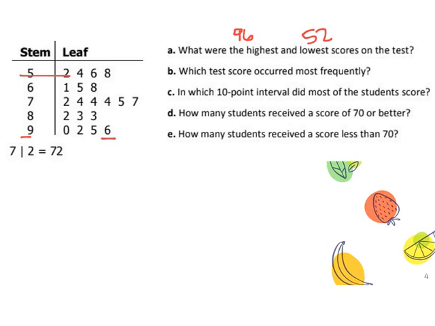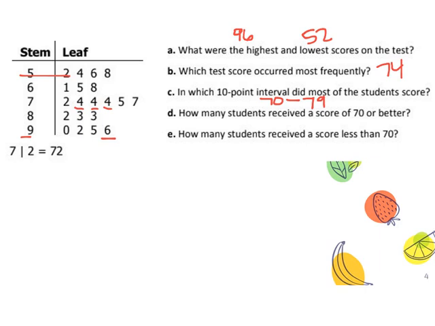Okay, the next question was which test score occurred most frequently? So I think the number that we wrote the most repeatedly was the 74, and the way you could tell, there was 1, 2, 3, 4, all in that same row. In which 10-point interval did most of the students score? So our values were at the 10 points, so we went from 70 all the way to 79. So be careful, it's not 79 to 80 because you have to include 70 and 79. So if you were to count 70, 71, 72, 73, 74, 75, 76, 77, 78, 79, that's already 10 numbers.